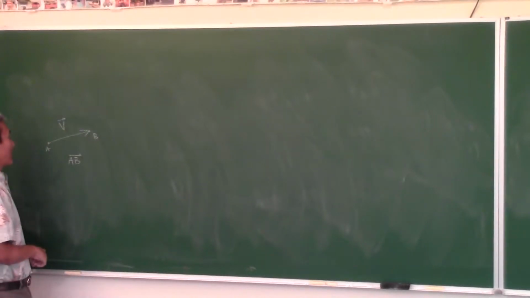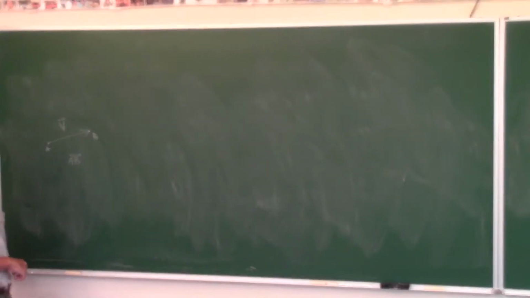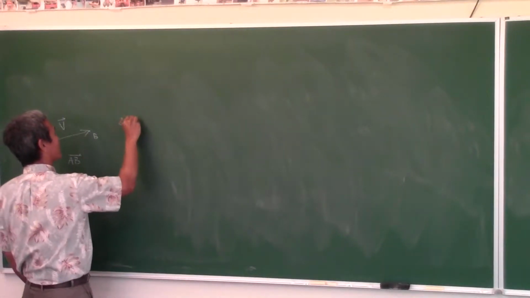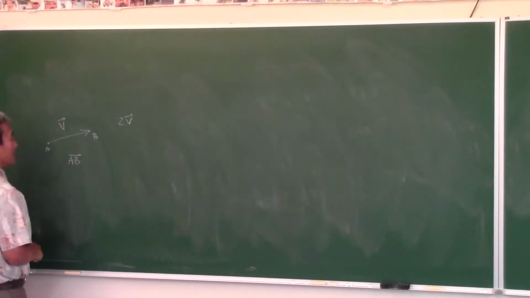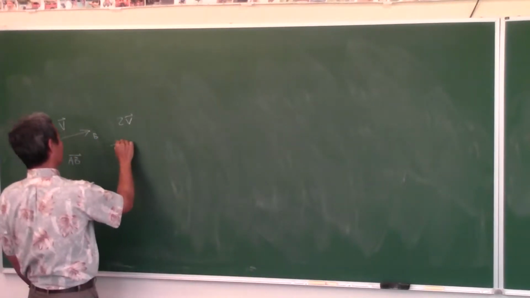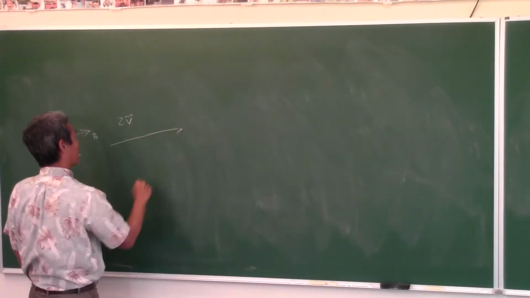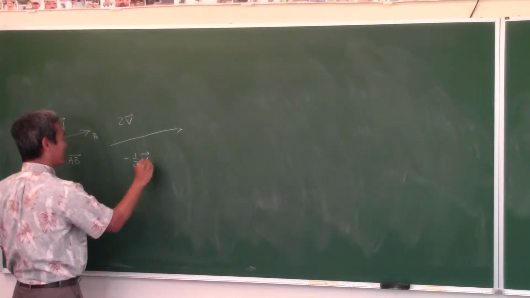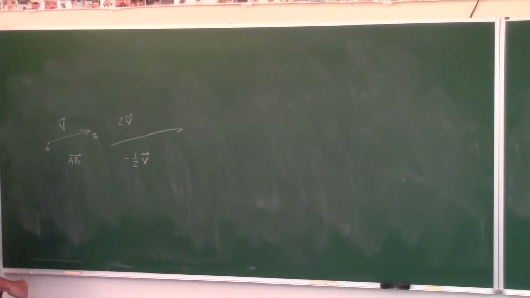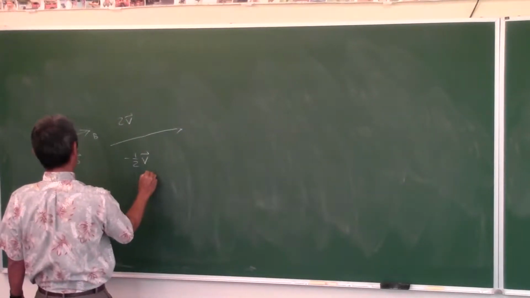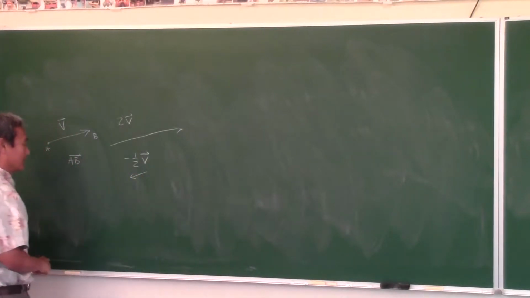Okay, then how do you multiply a vector by a constant? So if this is vector v, how would you draw 2 times vector v? Double the length. Yeah, you double it, but you make it point in the same direction, so it would look something like that, right? How would you draw negative 1/2 vector v? Half the length, but point in the opposite direction, so it looks something like that.